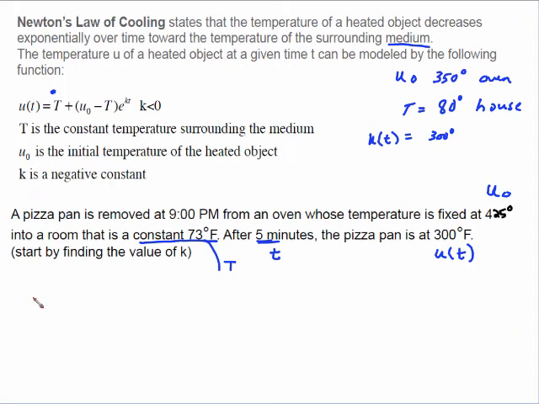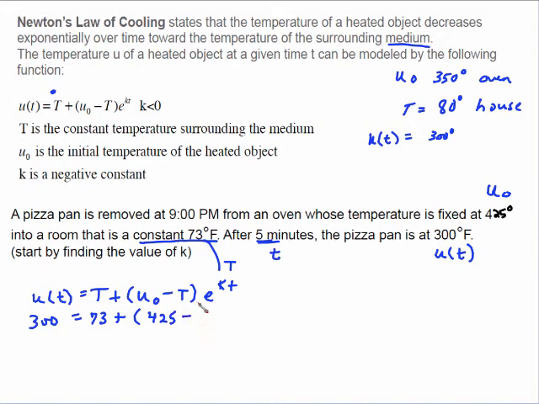So U of T, let's write this out so we got it in front of us. U of T equals capital T plus U of 0 minus T, e to the kt. So stuffing in, U of T is 300. Capital T is 73 degrees. U of 0 is 425 degrees, minus capital T, which is also 73. It is the same number. e to the k, which we don't know, times t, which was 5 minutes.